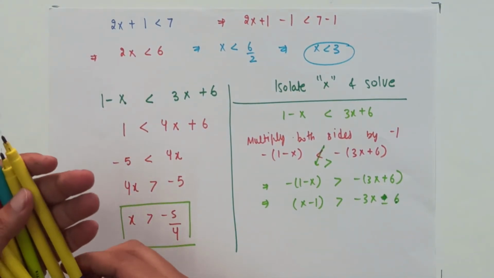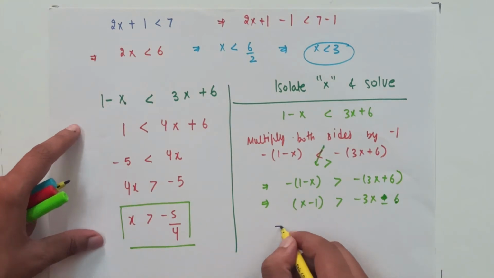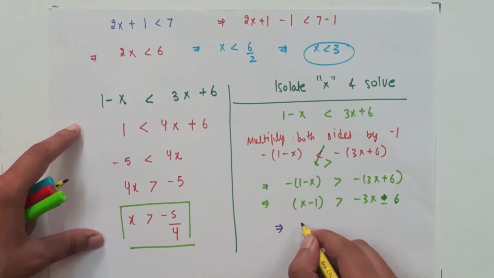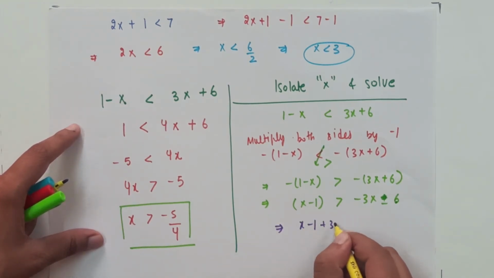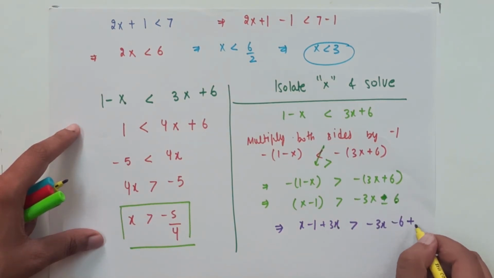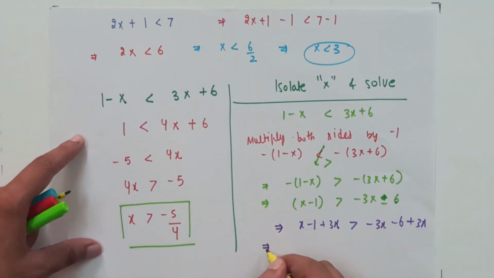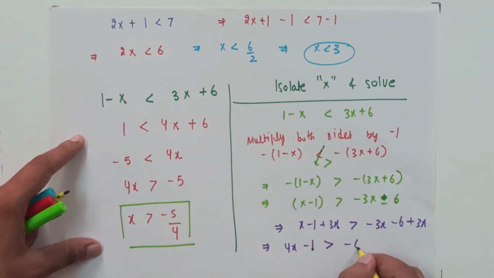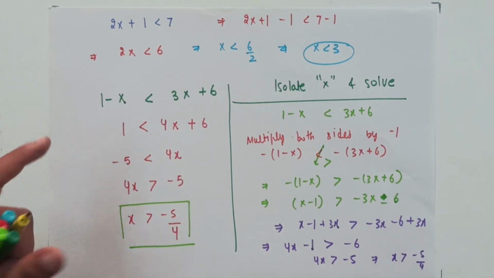Now, adding 3x on both sides, we get x minus 1 plus 3x is greater than minus 3x minus 6 plus 3x, which simplifies to 4x minus 1 is greater than minus 6. Simplifying more, 4x is greater than minus 5, which further simplifies to x is greater than minus 5 by 4.